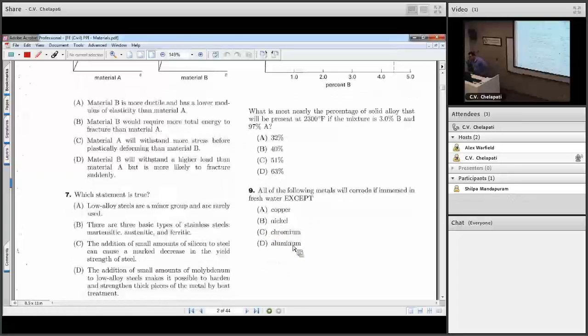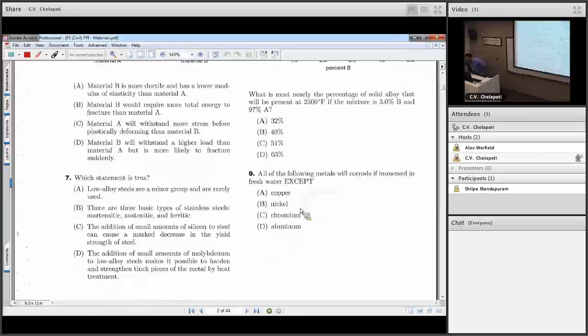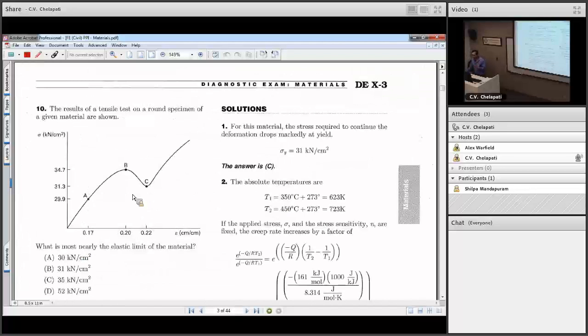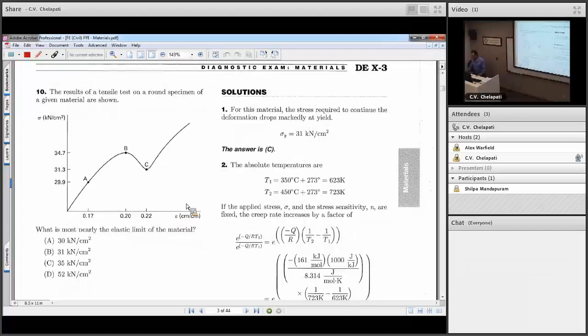We're going to talk about different non-ferrous metals, for example, copper, nickel, chromium, aluminum. We're just going to have a quick touch on it because we don't have time to go through everything. I'm just going to go through the most commonly used non-ferrous metals. And the last question again is related to a stress strain diagram.